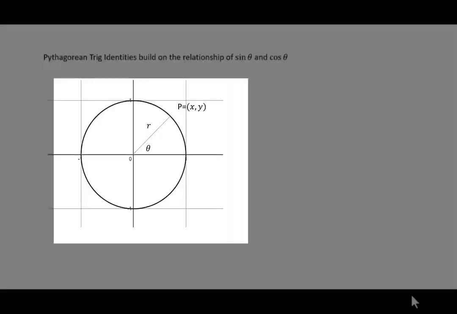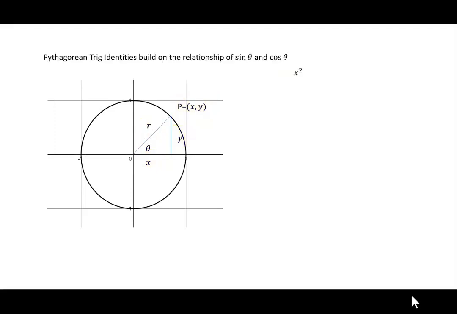To establish the first identity, we're going to go back to a circle with a radius of r, an angle of theta, and a point xy. We'll turn that into a triangle with a base x and a height of y. We know from the Pythagorean theorem that x squared plus y squared is equal to r squared. This is an important piece in the development of our identity. We know that sine of theta is y over r. We know that cosine of theta is x over r.